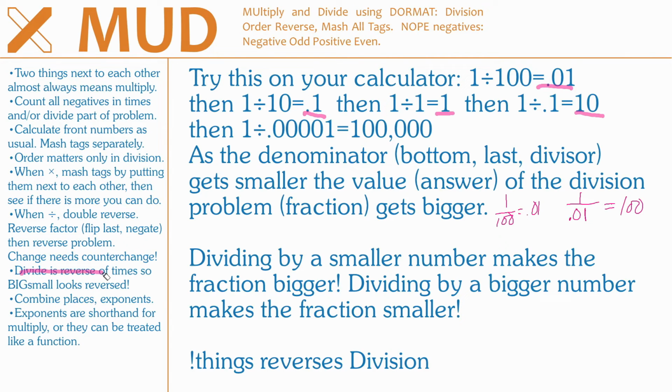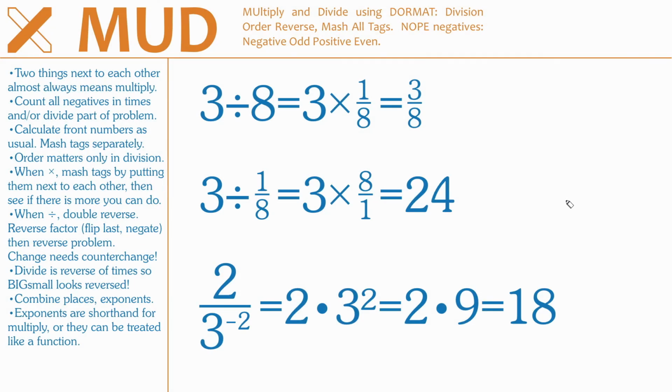And dividing is the reverse of times, and so big, small looks reversed. We'll get into some practical problems to illustrate that. But hopefully now, just with you and your calculator and looking at this, just division by itself reverses what you think ought to happen. And that's why division reverses things. Okay, still more dividing. Division order reverse.